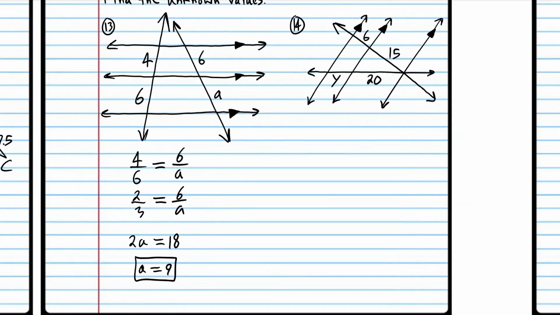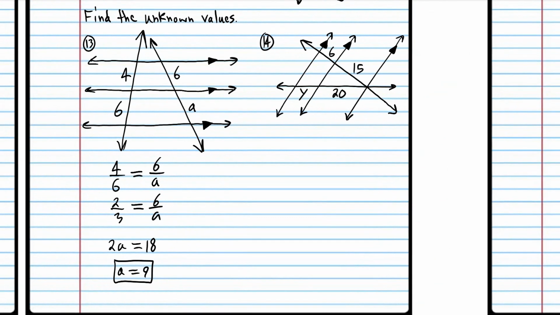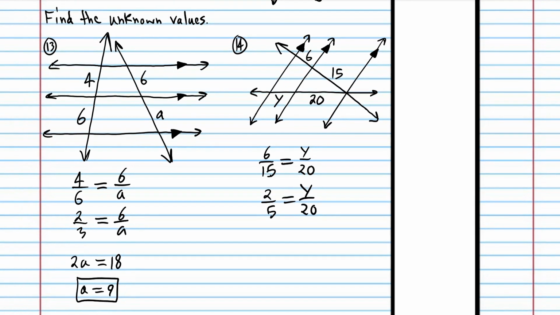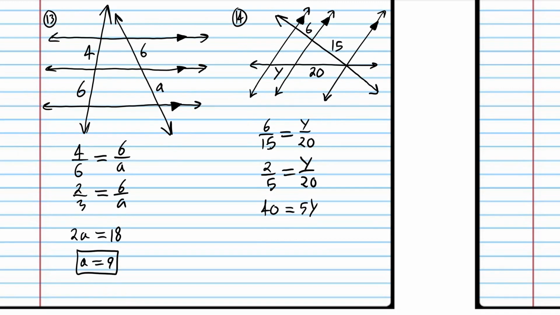So, as you can see, it's very easy. Now for this one, I'm going to do 6 over 15 is equal to y over 20. Divide both sides by 3 on the left fraction, and we have 2 over 5 is equal to y over 20. And cross multiply, 2 times 20 is 40. 5 times y is 5y. Divide both sides by 5, and y is equal to 8.